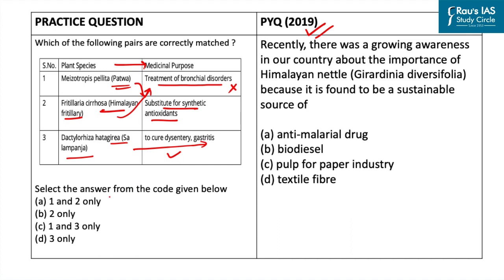The question further says, select the answer from the code given below, and as only the third pair is correctly matched, the answer for the question will be option D. Further, the answer for the previous year question is also option D.